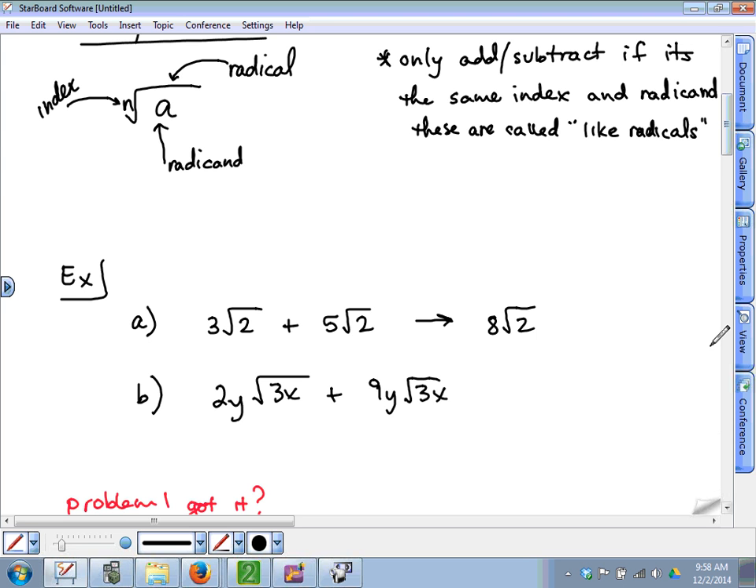So does it have to have both the same index and the same radicand, or just one or the other? It has to have the same index. So these are both square roots, right? And it has to have the same number underneath. Those are called the radicand. Those both have to match. And if they do, you can add them. The numbers on the front don't have to match. Those are just coefficients. Those can be whatever.